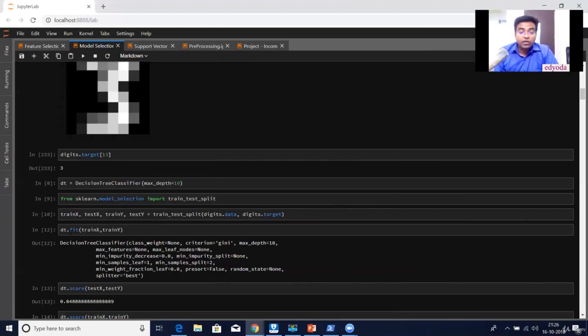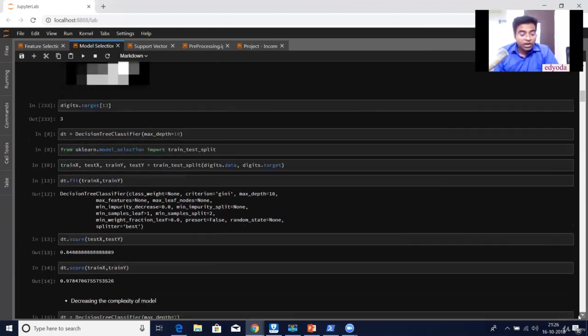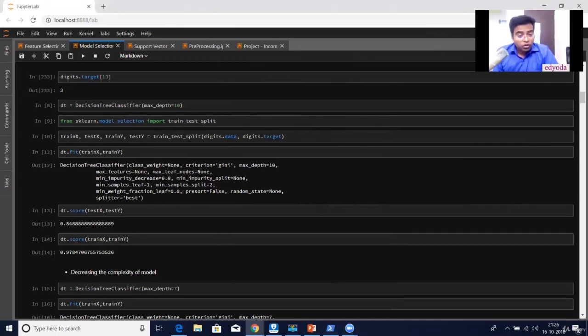After that, you're training with the train part of the data. Once you are done with that, you get a trained model, and using this trained model you are finding the score with unknown data, that is test X and test Y, and you are also finding the score with training data, and you can see the difference between them. It's around 13%. So the accuracy of the model for known data and unknown data differs quite a lot. This is what is high variance. So a model with depth 10 is showing quite high variance.